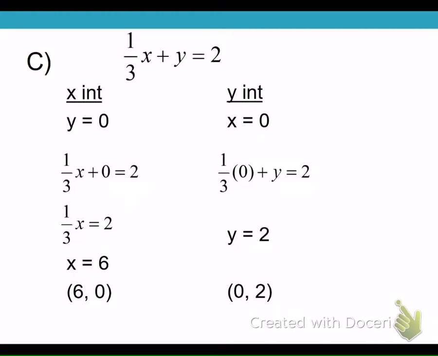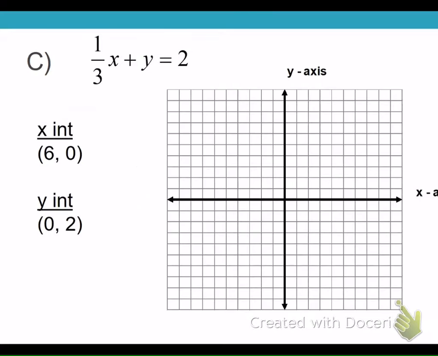So to graph this, on the x-axis, we are going to go right 6. Don't go up and down at all. Next, we're going to go side to side, nothing, up 2. That's my y-intercept. And then connect those. Questions? We've got one more to get through. And then homework.